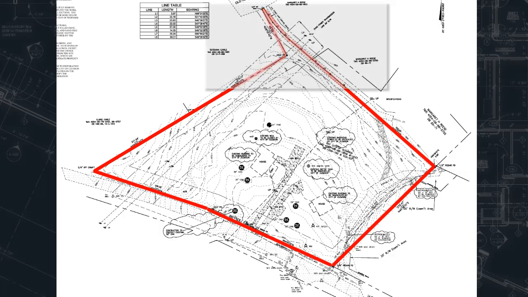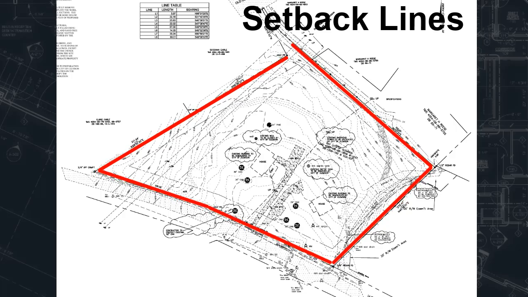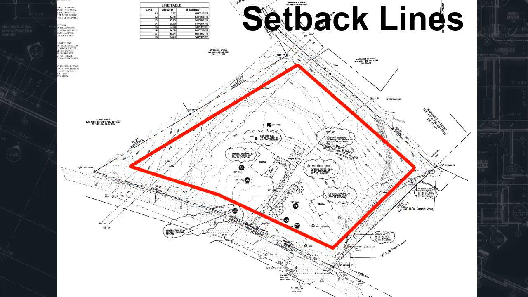Outside those property lines, you may see who owns adjacent property. Sometimes it's included, sometimes it's not. Might not be a bad idea to get to know your neighbors while you're building there because they're going to get to know you. The next thing you're going to look at are your setback lines.